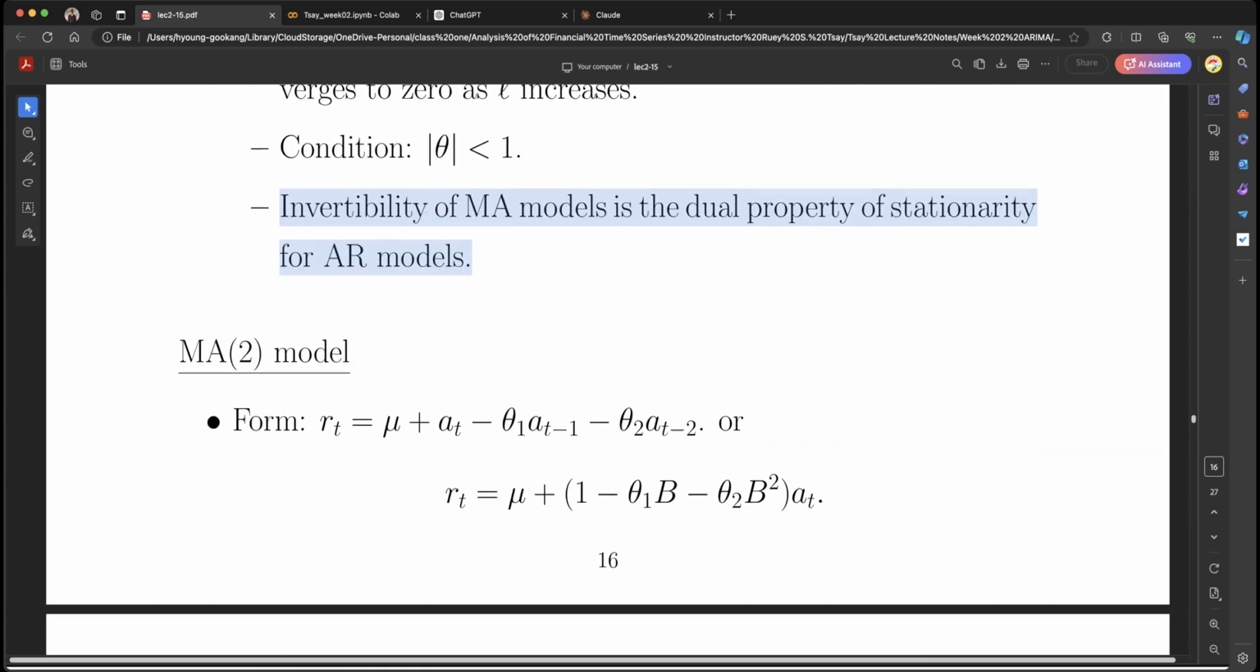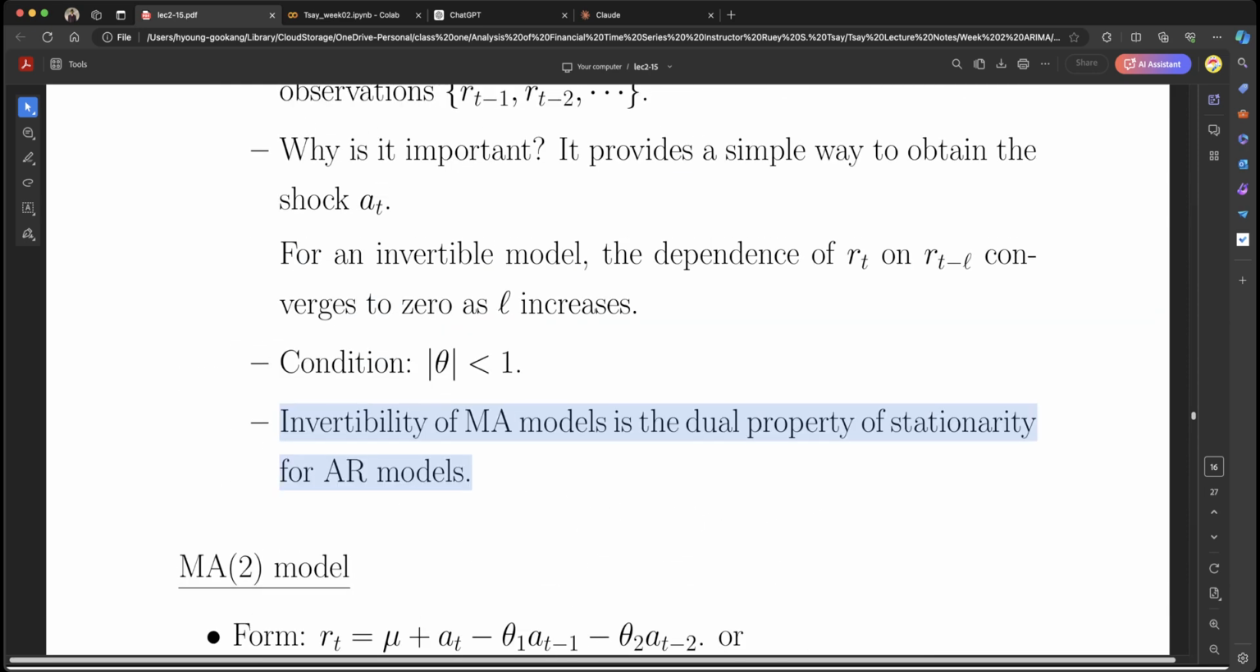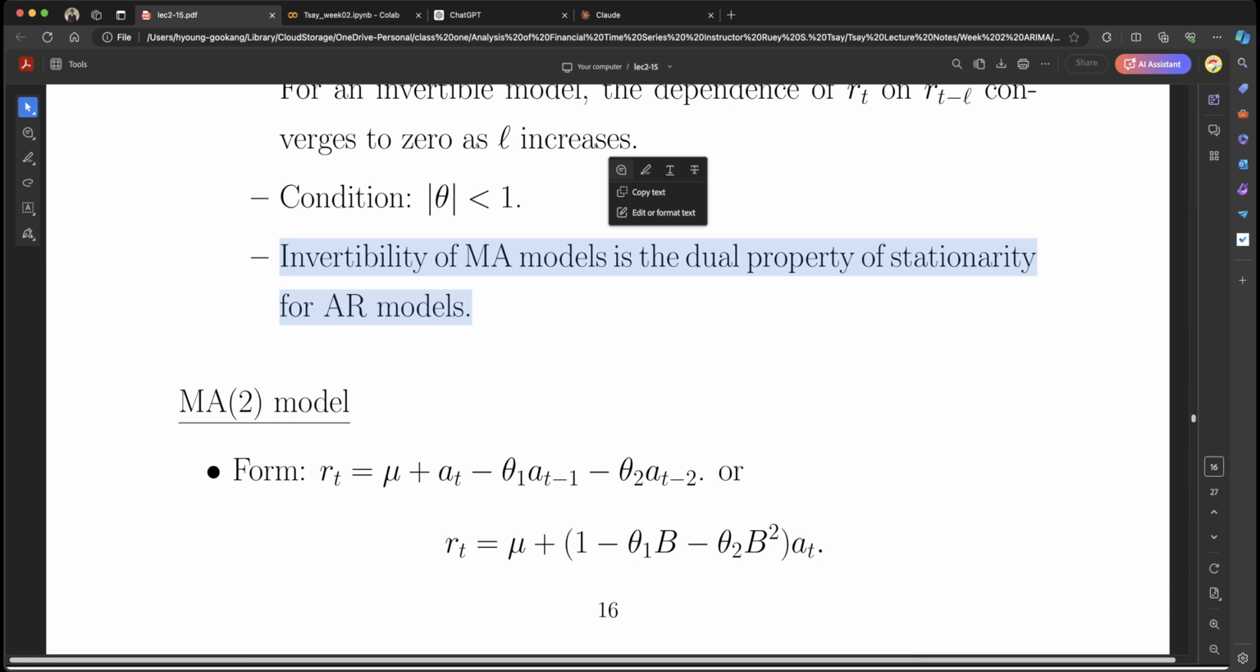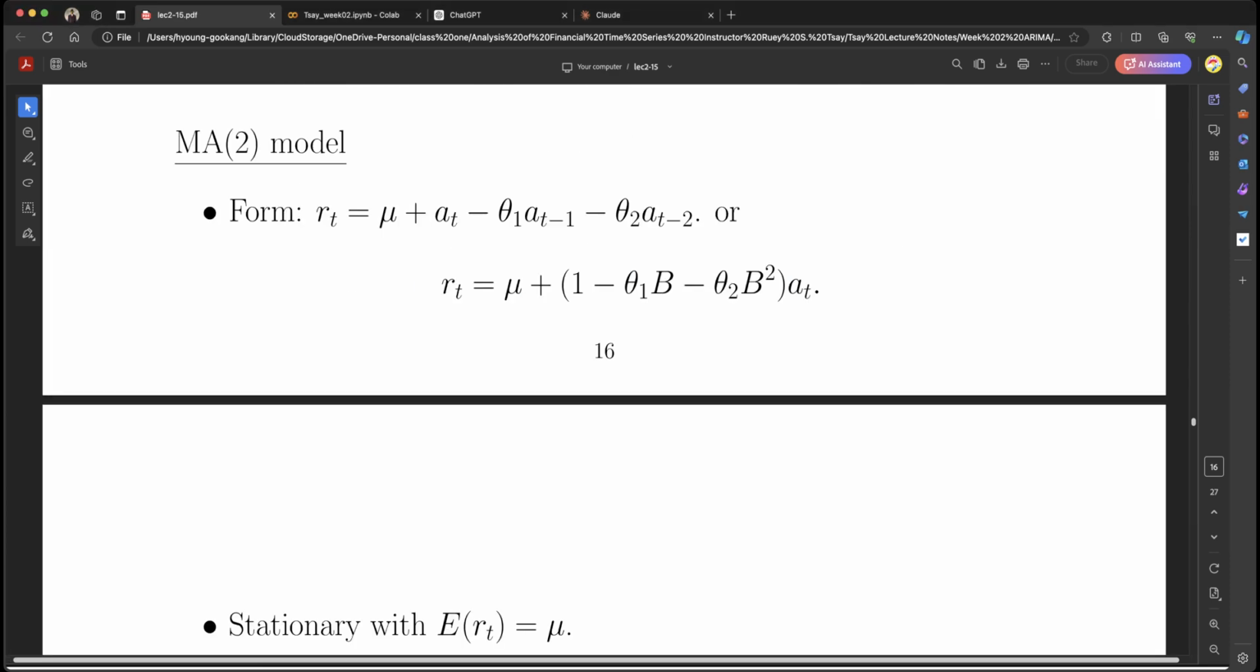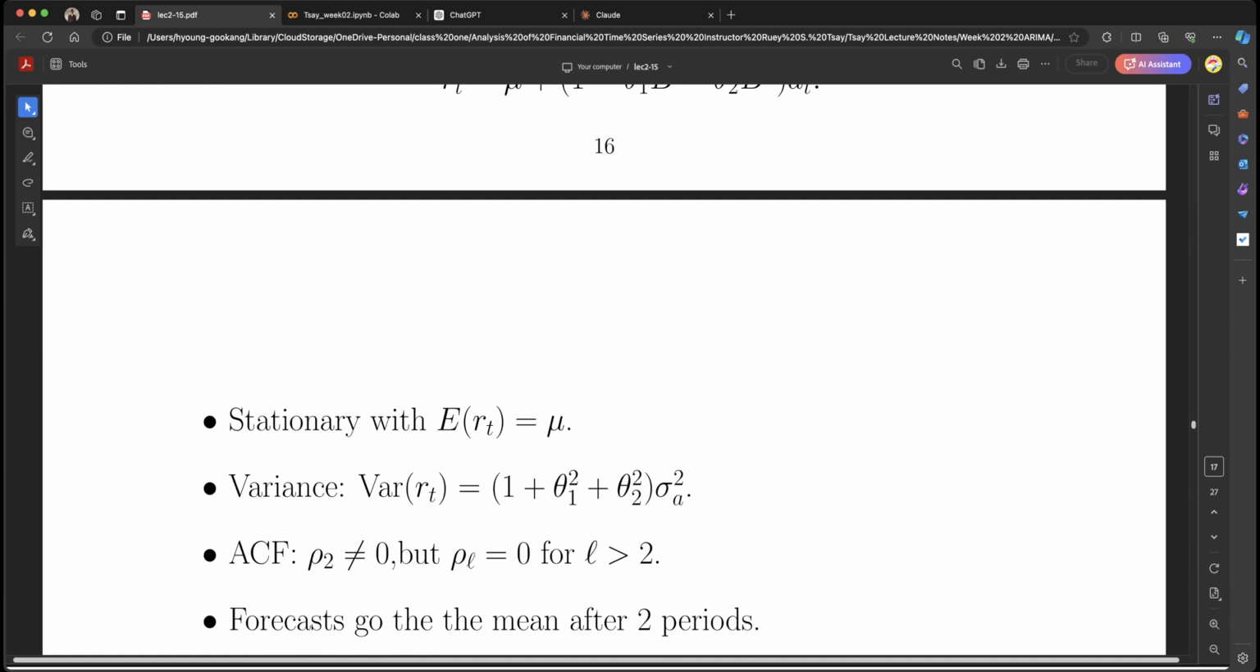How about the MA(2) model? The MA(2) model is something like this. Here we depend on the shock from 2 periods ago. If we use the backshift operator, it is mu plus 1 minus theta_1 B minus theta_2 B squared, where B a_t is a_t minus 1 and B squared a_t is a_t minus 2, right? Stationarity with E(r_t) equal to mu. Clearly stationary because the distribution doesn't change.